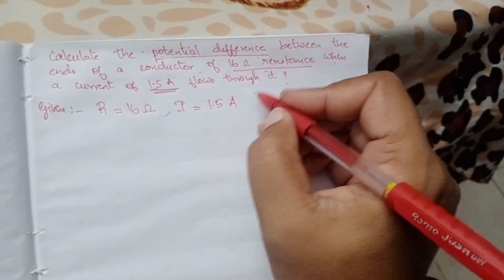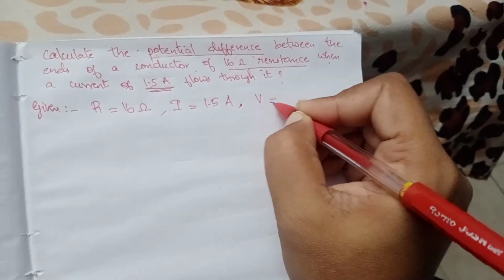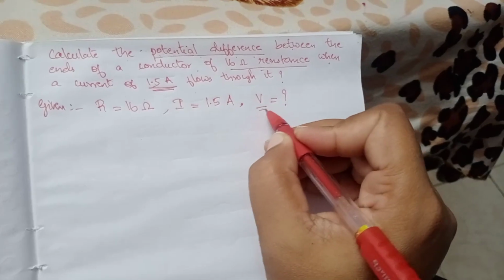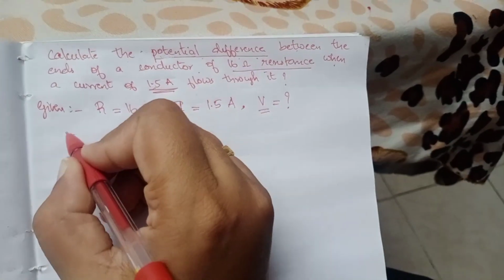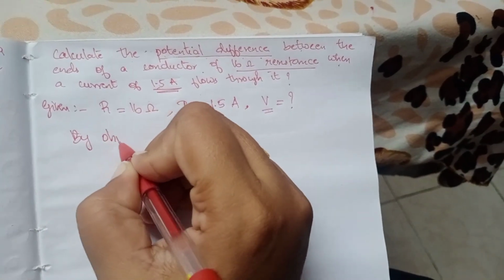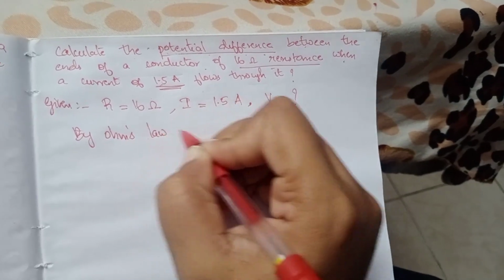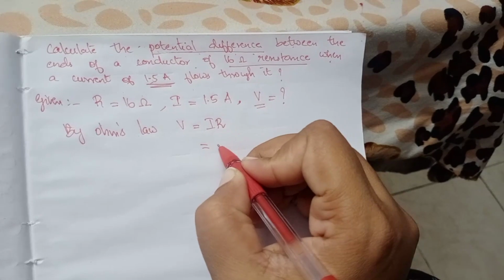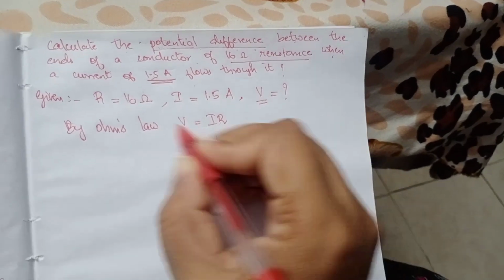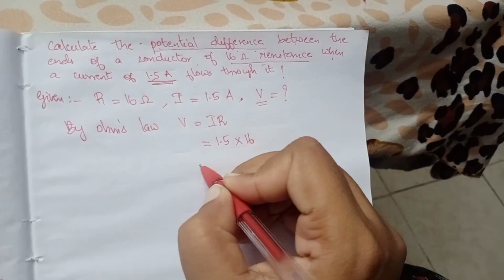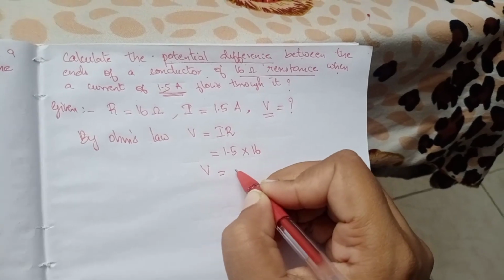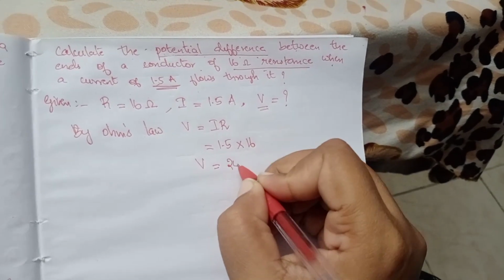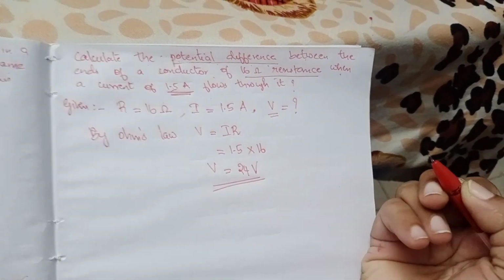And what you need to find out? We need to find out the voltage, or the potential difference. So we know that by Ohm's law, V is equal to I into R. Very simple question. So the value of I is 1.5 and the value of R is 16. So we will get the value V is equal to 24 volts. So this is the answer.